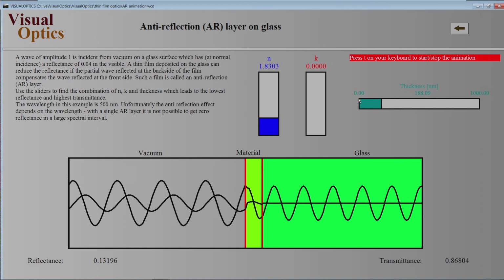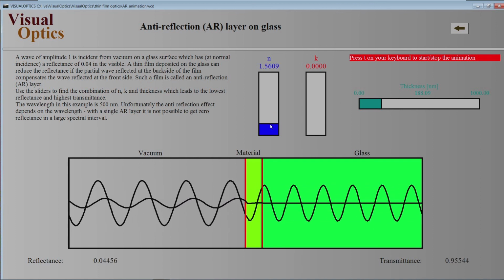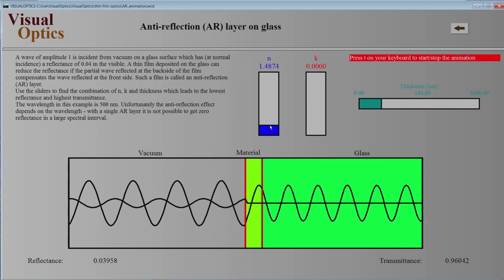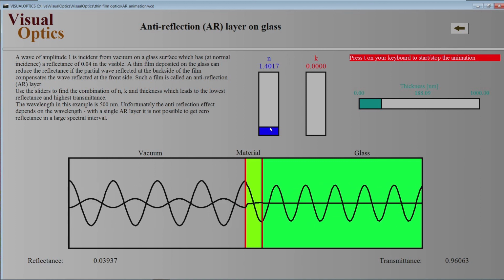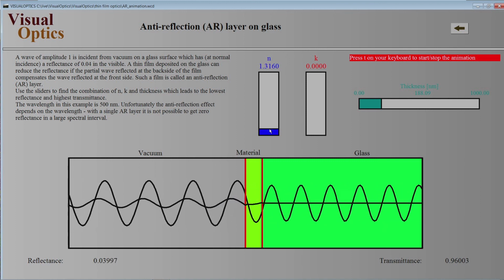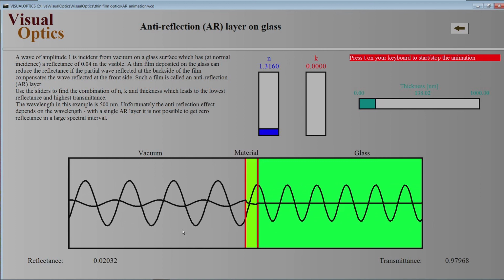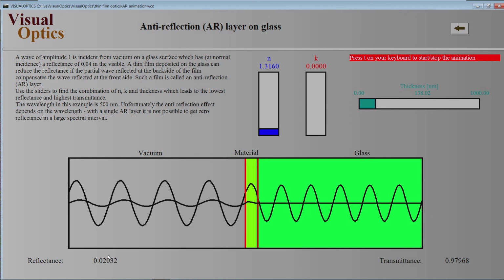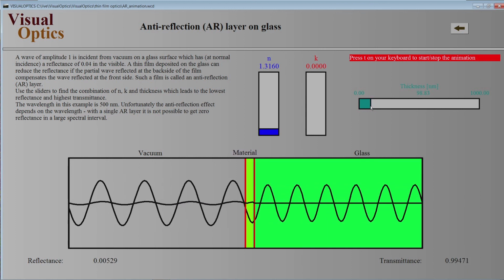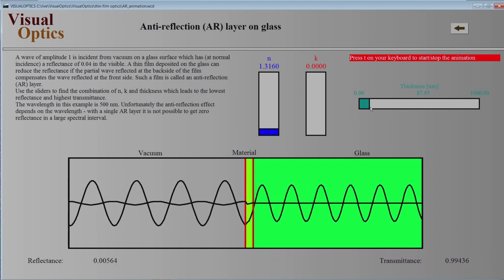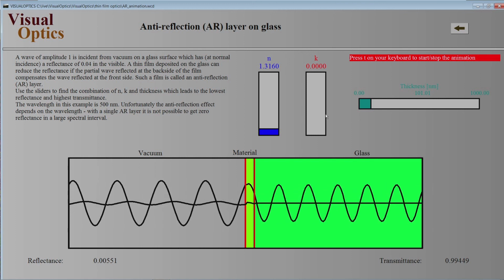Actually, this is not our goal. So if we would go to lower refractive index values than the one of glass, we will have some chance to reduce the reflectance. We now have only 2%, so we are on the right track, but I have to find the right thickness also. So this is now only 0.5% with a thickness of 100 nanometers.